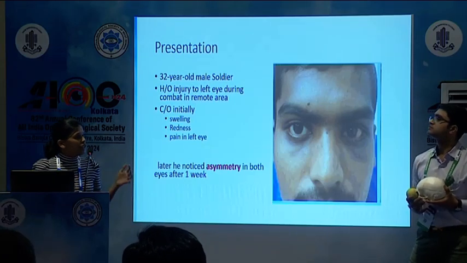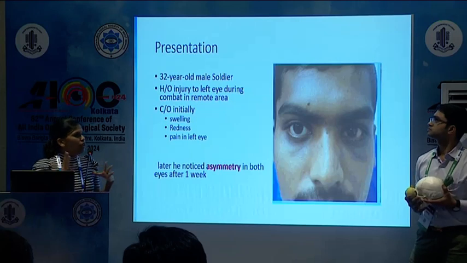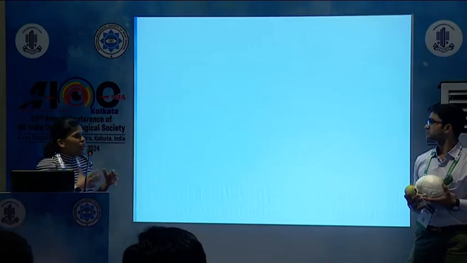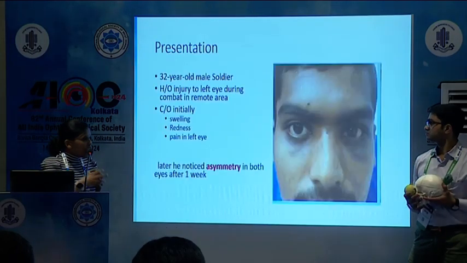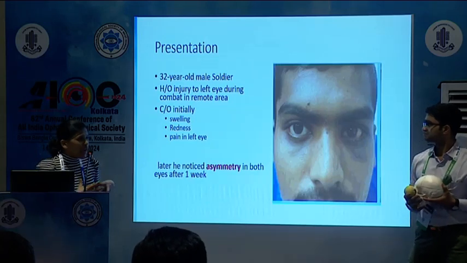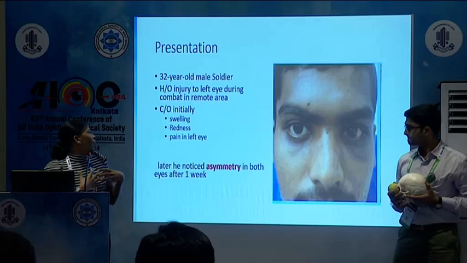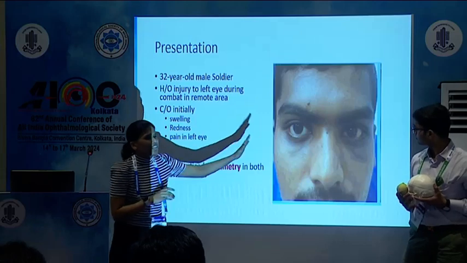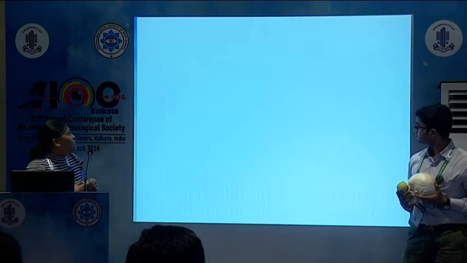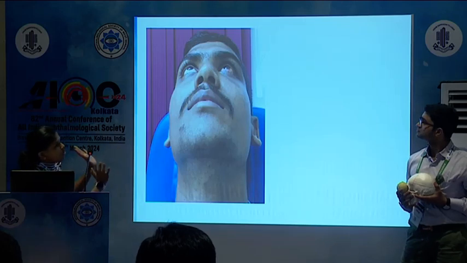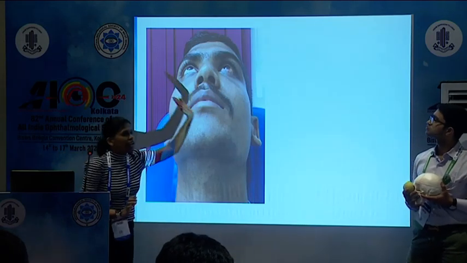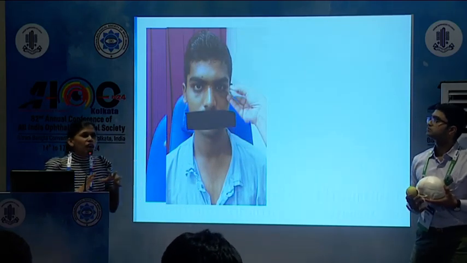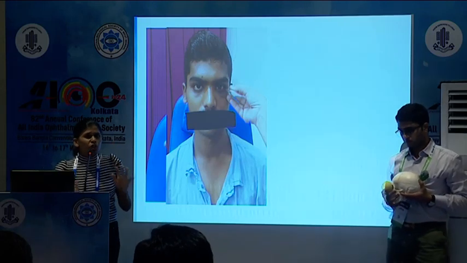We have a 32-year-old male soldier, posted remotely. He suffered an injury to his left eye when he fell on a rock. He initially noticed swelling, then redness and pain, and after 1 week he reached me. He then noticed asymmetry in the eyes, where you can see a slight, subtle asymmetry. On the worm's eye view, you can see a subtle enophthalmos of the left eye. We confirmed it by the ruler method, where it was only 1.5 mm, not more than 2 mm.